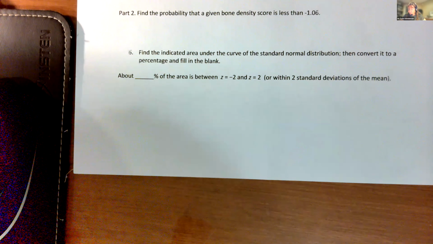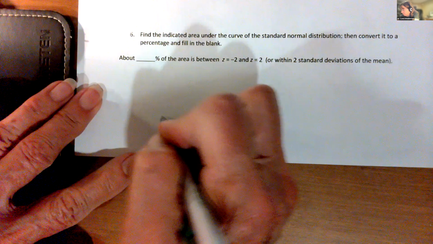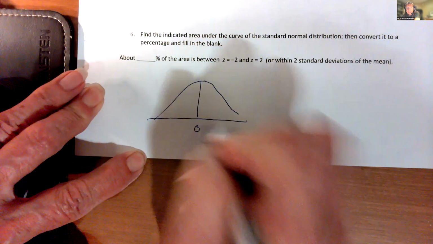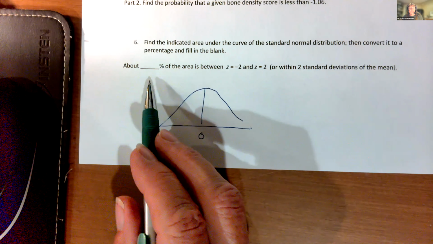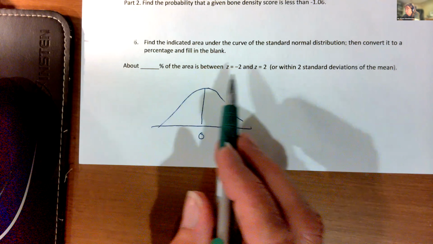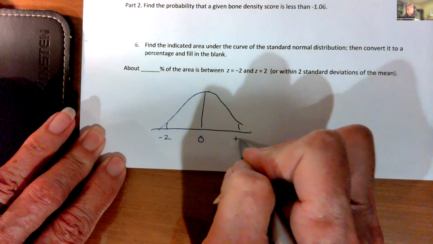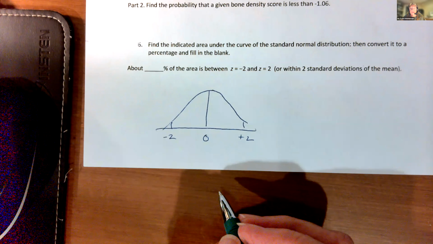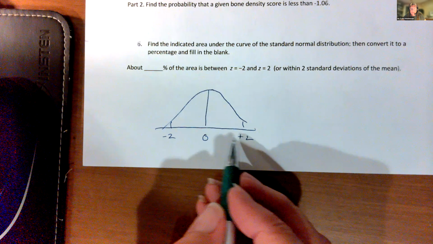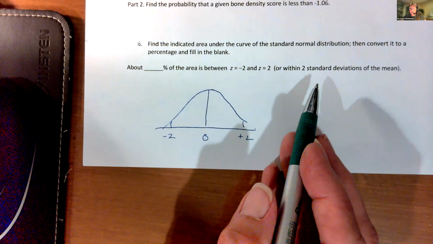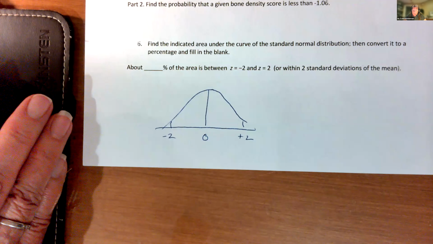Okay, I want you to think about this for a second. All right, so let's draw a standard normal curve here. It's got 0 in the middle. And it wants to know what approximately blank percent of the area is between Z equal to -2 and Z equal to +2. So it's within 2 standard deviations of the mean. Actually, we can do this on the tool. Let me go back to the tool.